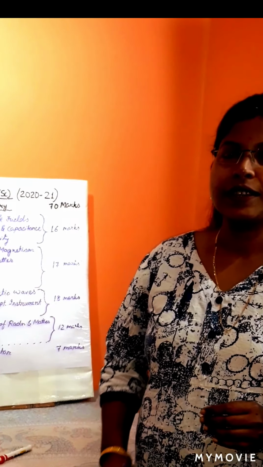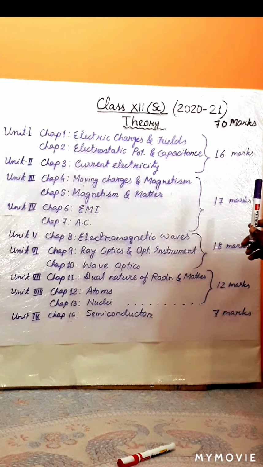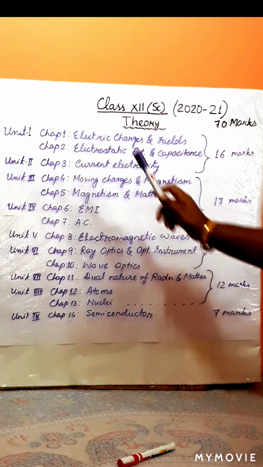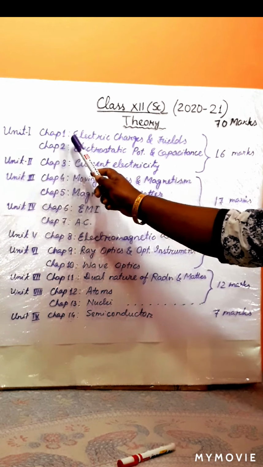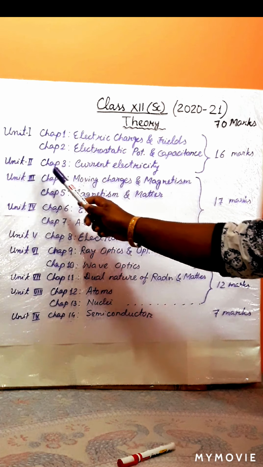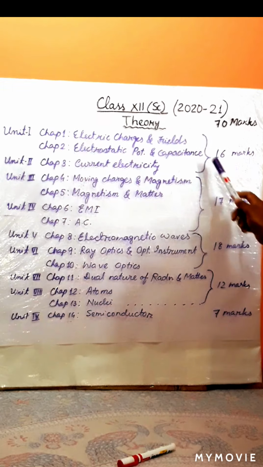First of all, we will discuss our syllabus breakup. Theory part is a total of 70 marks and practical part carries 30 marks. There are a total of 9 units. In Unit 1, Chapter 1 and Chapter 2, and Unit 2, Chapter 3. Together, Units 1 and 2 carry 16 marks.